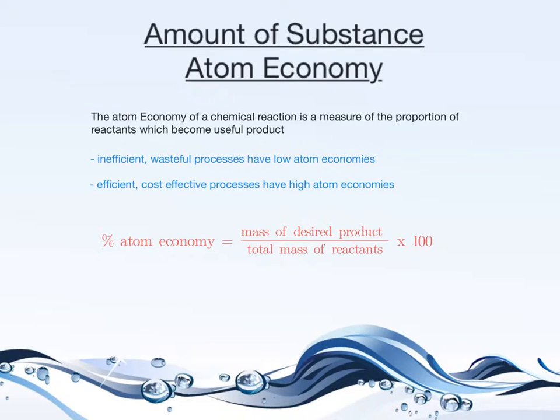To calculate the percentage atom economy for a reaction, we need to determine the mass of the desired product and divide this by the total mass of all the reactants added together. We then multiply by 100 to convert this fraction into a percentage.